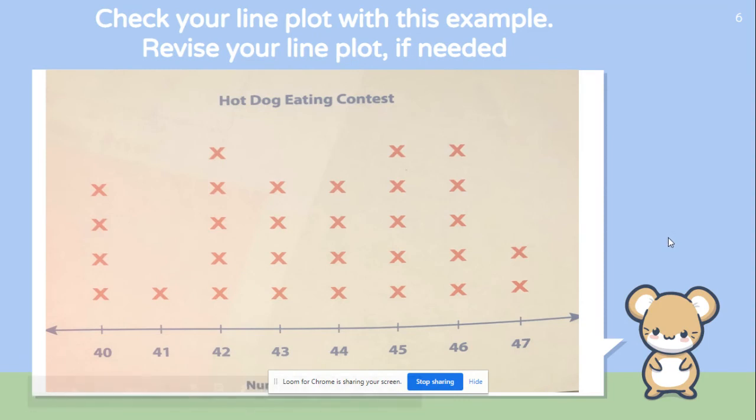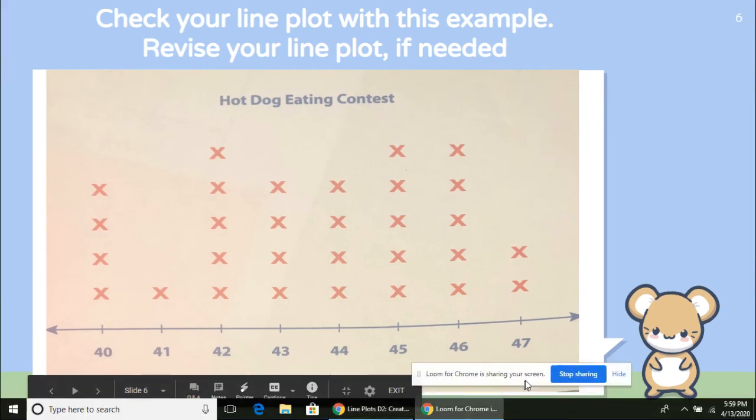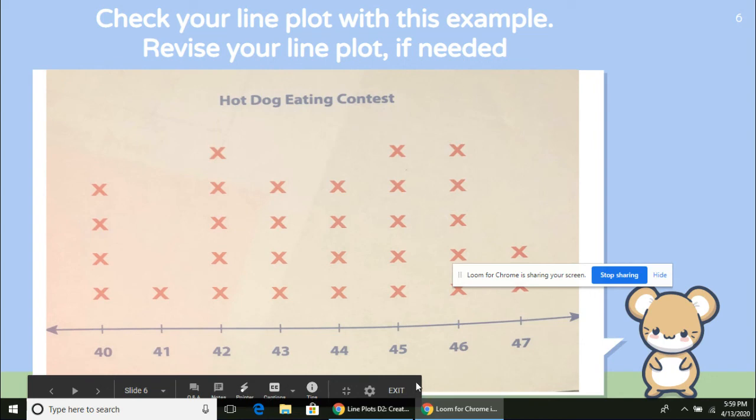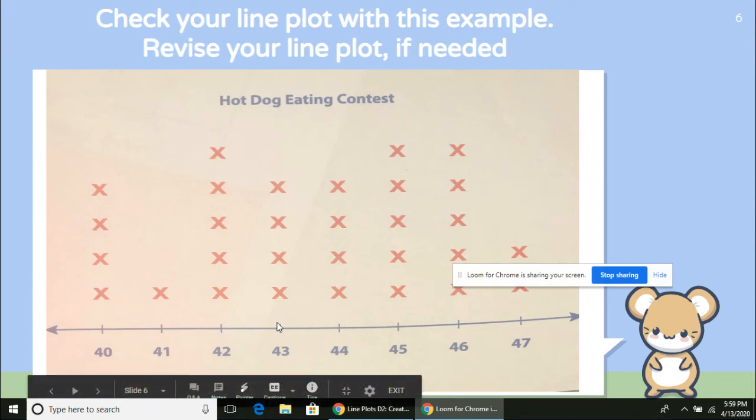Okay, so here is the example. So this should be matching what you've already created. If you notice, we have a title of hot dog eating contest. You have your range across the bottom. The range is from numbers 40 through 47, and then you have the X's to represent that. So please check this against what you've done in your notebook or on your paper.